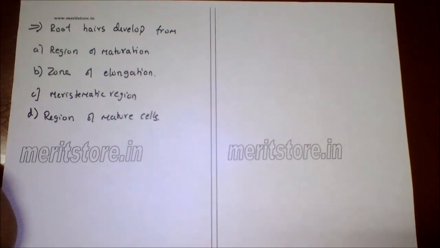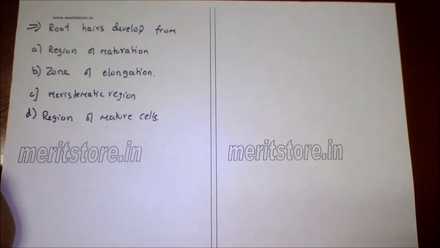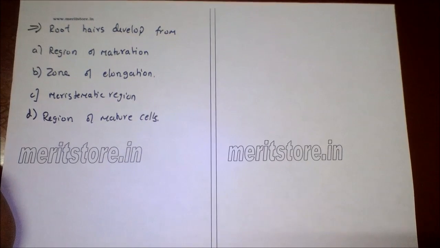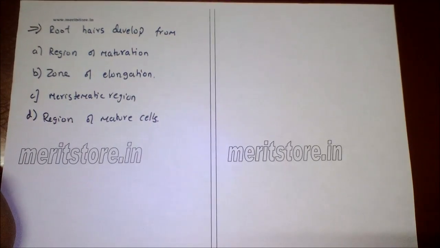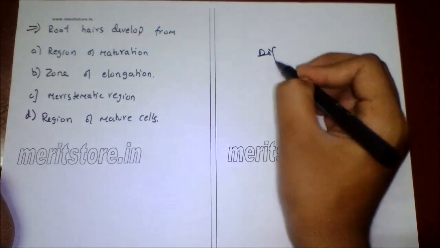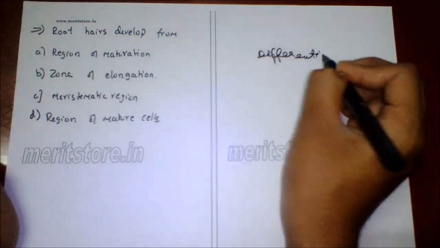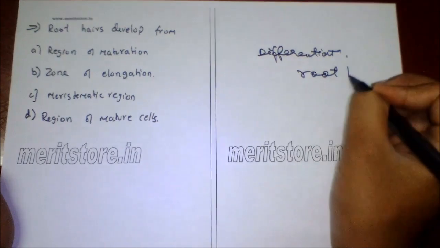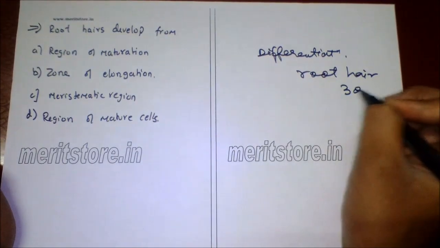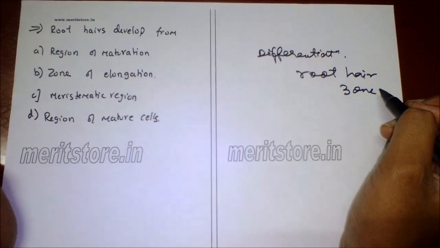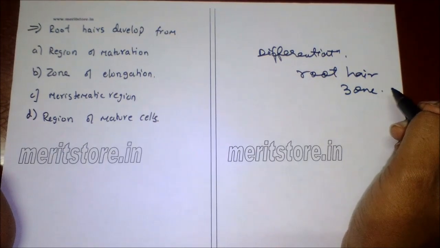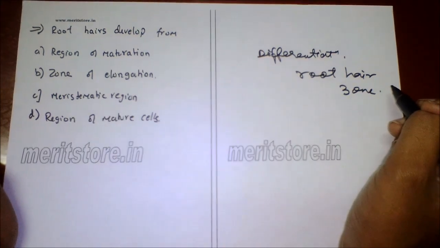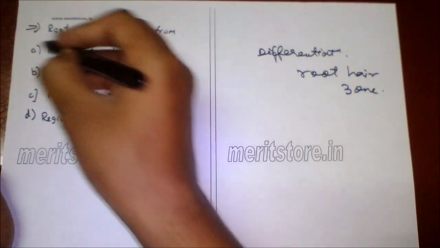Root hairs develop from: A. region of maturation, B. zone of elongation, C. meristematic region, D. region of mature cells. So region of differentiation or maturation, that is root hair zone. Some cells of the outermost layer of the cells in this region develop into root hairs. Most of the water absorption occurs through this region. So root hair develops from region of maturation, option A.